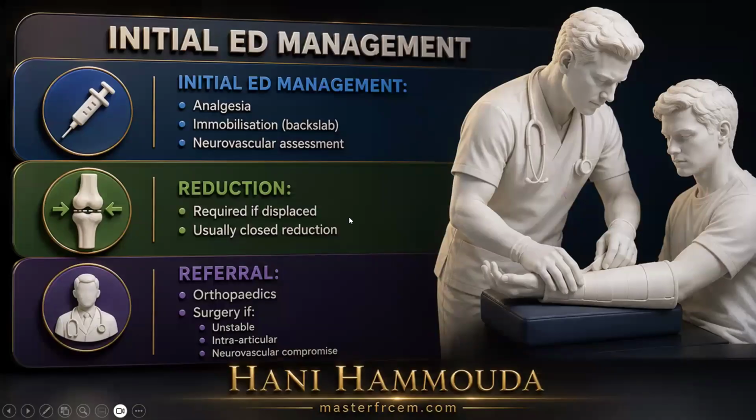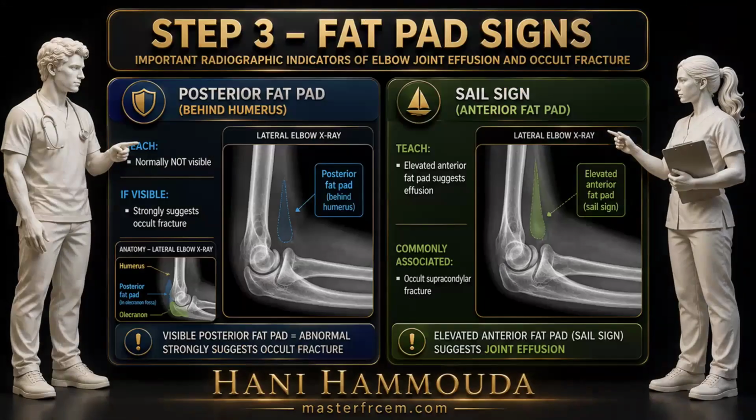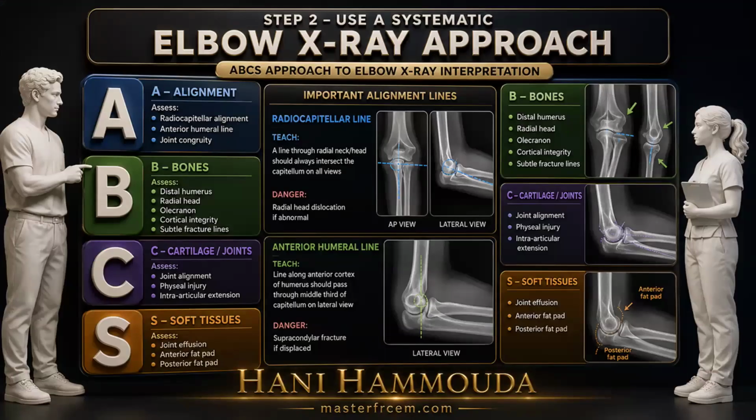So the management is also the same initial ED management: analgesia, immobilization, backslab, neurovascular assessment, reduction if displaced or angulated, usually closed reduction, refer to orthopedics if unstable, intra-articular or neurovascular compromise. Clear? Okay, so your points in fractures: focus on supracondylar, meaning the distal humerus. Think about head of radius, think about olecranon, and think about lateral condyle. Clear?